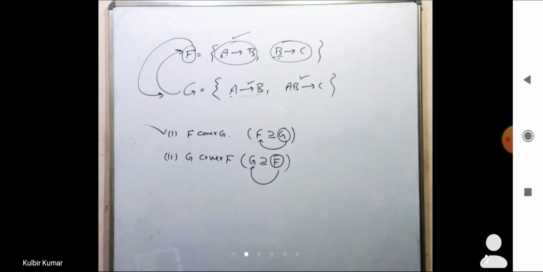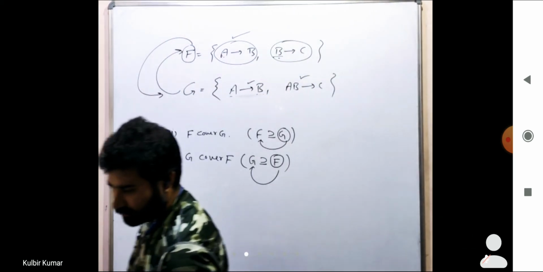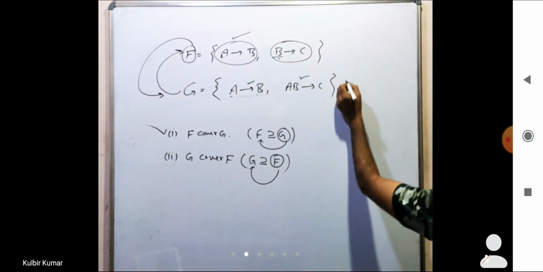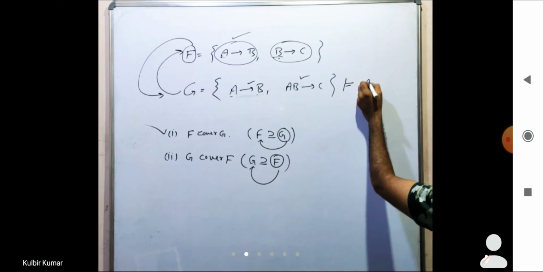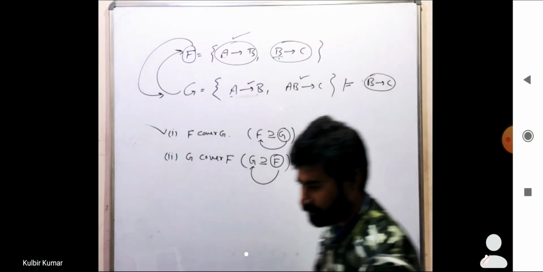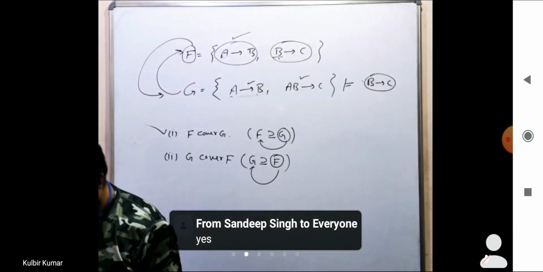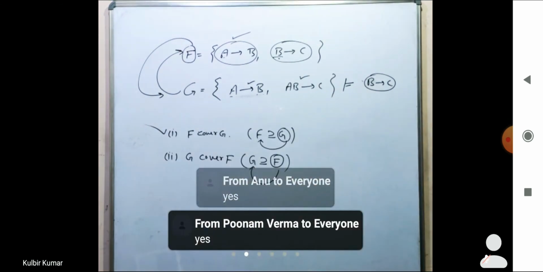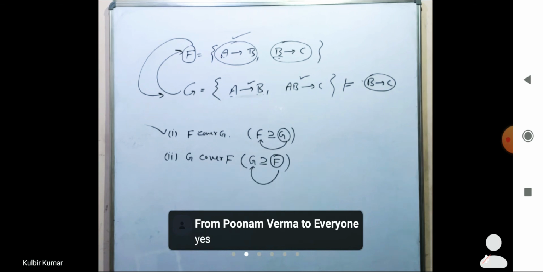Yes, you tell me. It is implying or not? B goes to C is implying this one or not? It is implying here or not? B goes to C, yes. B goes to C. It is implying or not? Okay, all are saying yes, yes. Oh, they are playing yes, yes game.